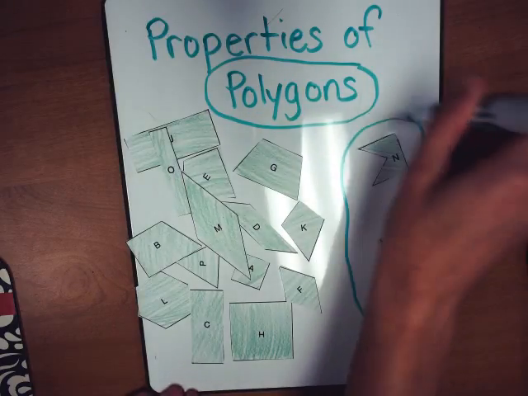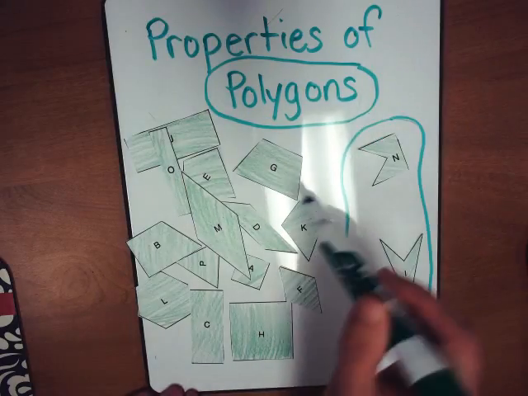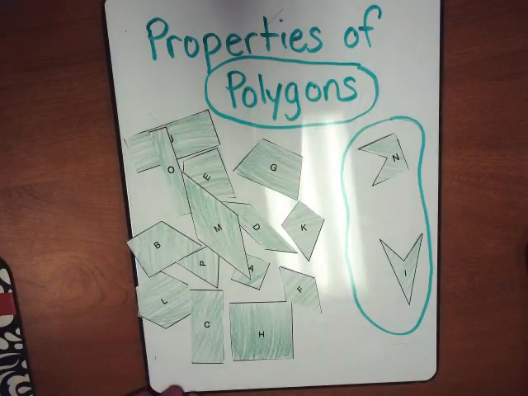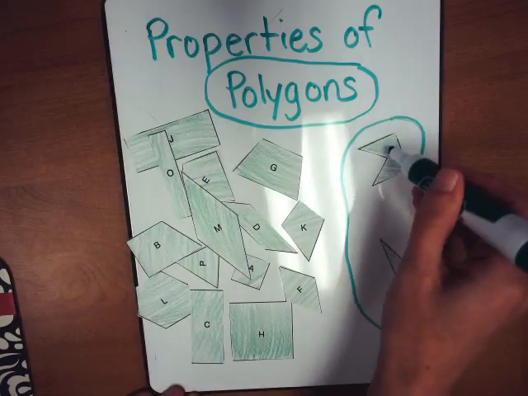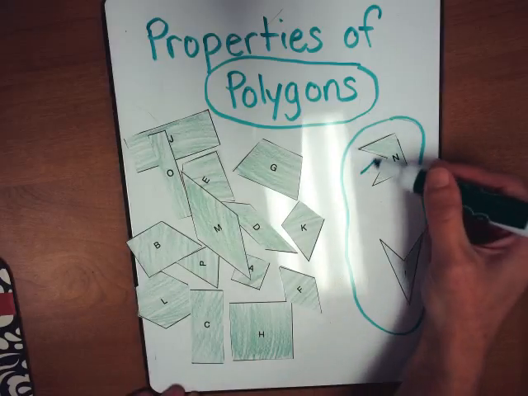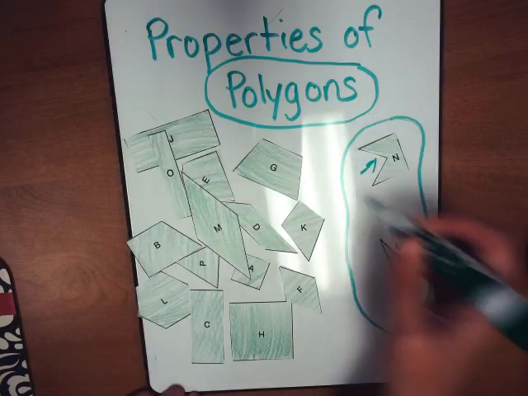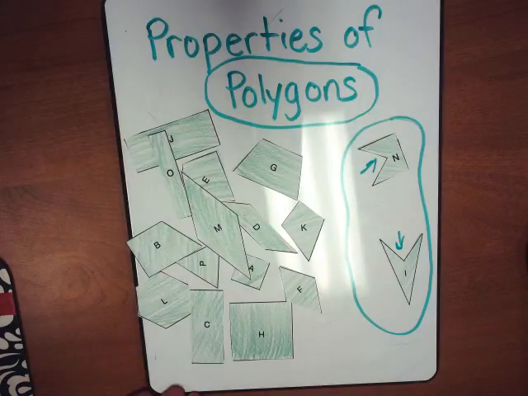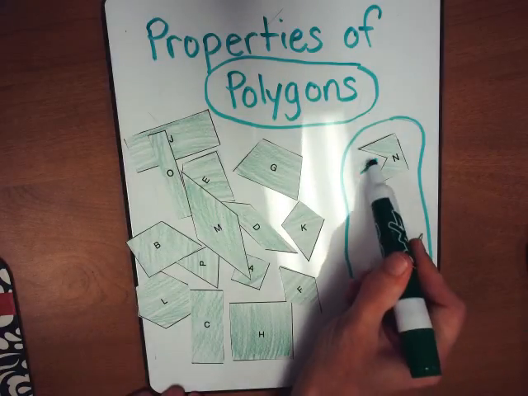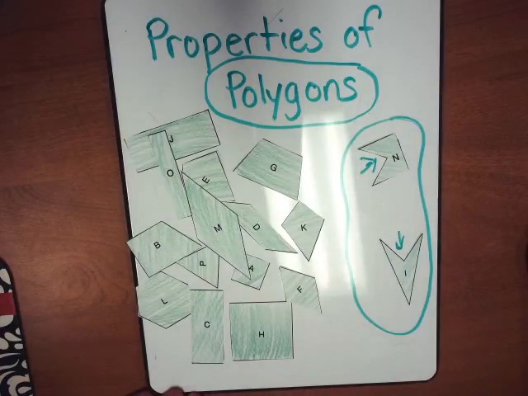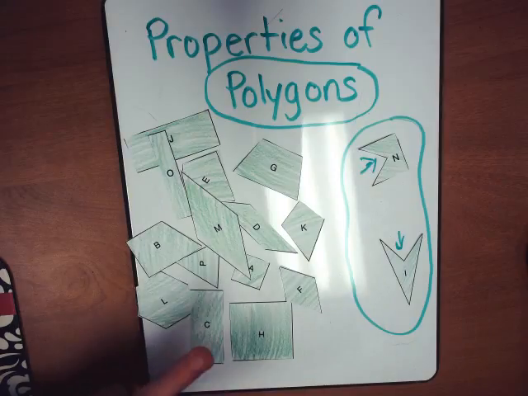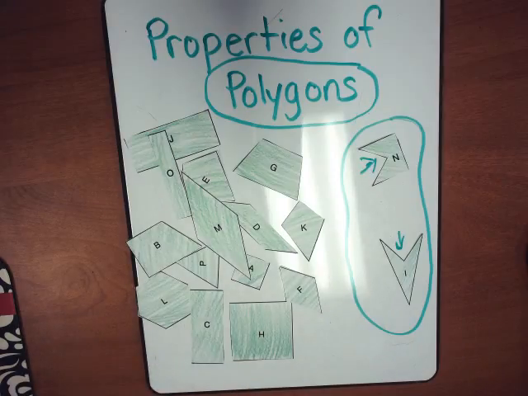I am putting these into one category and these other ones into a different category. So I've got concave, don't I? And the rest of these are convex. I want you to take your shapes and go ahead and sort yours into 3 different ways. Record that into your notebook.